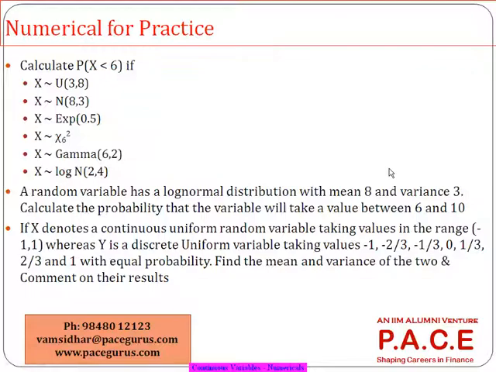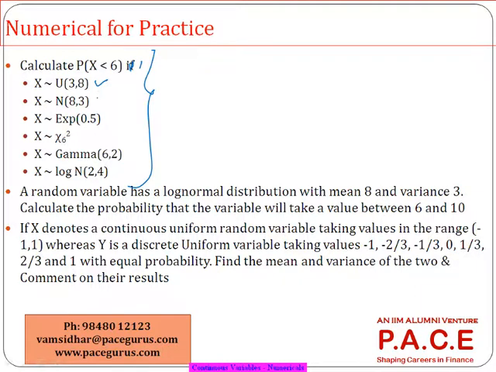Now that we have looked at various distributions on the continuous front, it's better that we take up one example across all distributions. What kind of questions can typically crop up, and if we can solve this question, it would be much easier.